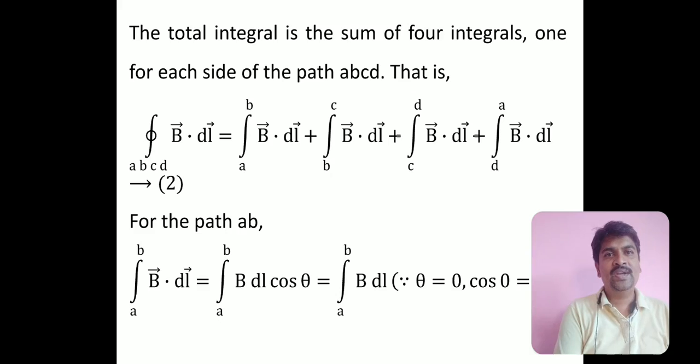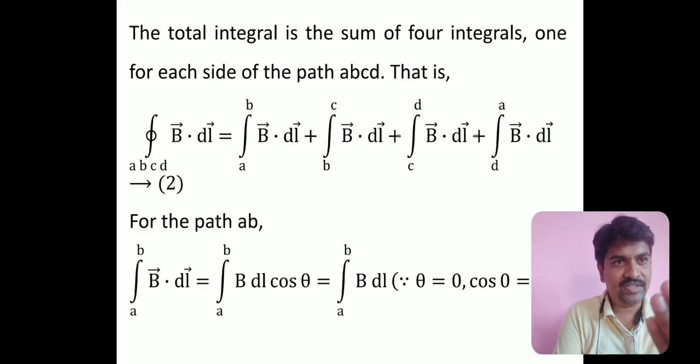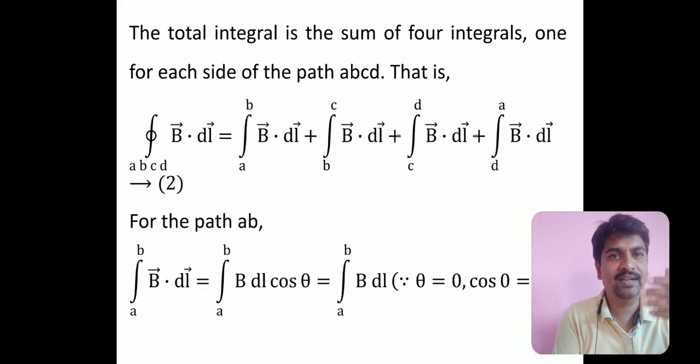Now first let me take the first part and see what it is: A to B, line integral from A to B. B dot dl, it's a dot product. I can say it is B into dl into cos theta. You know what cos theta is? Cos theta is the angle between the magnetic field and the length dl.